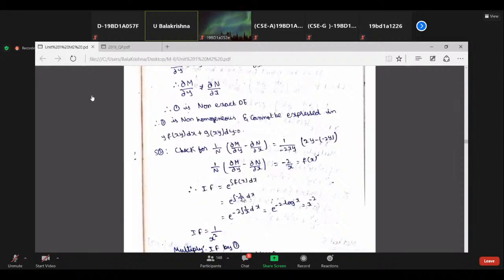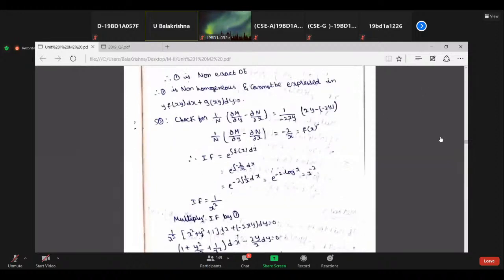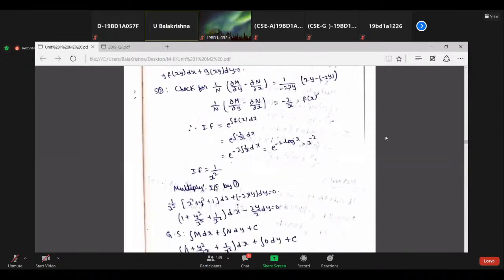If you apply here, minus 2 remains constant outside, integral 1 by x is nothing but log x, that is e power minus 2 log x, which can be written as e power log x whole power minus 2. Okay, so e power log x power minus 2 is nothing but x power minus 2, that is 1 by x square. So its integrating factor is 1 by x square.